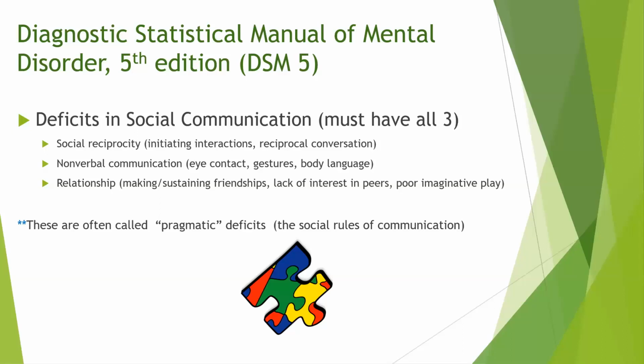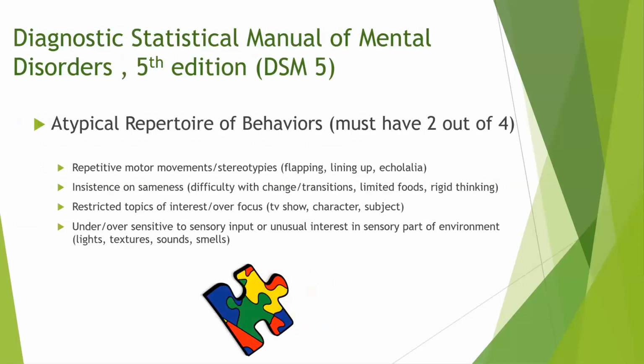So when you hear the word pragmatic language deficits, what we are really referring to is the social aspect of communication. So when you're saying that a child is exhibiting signs of autism spectrum disorder, you're essentially implying that this child has pragmatic language deficits. Now, the second part to the criteria for autism spectrum disorder is atypical repertoire of behaviors.